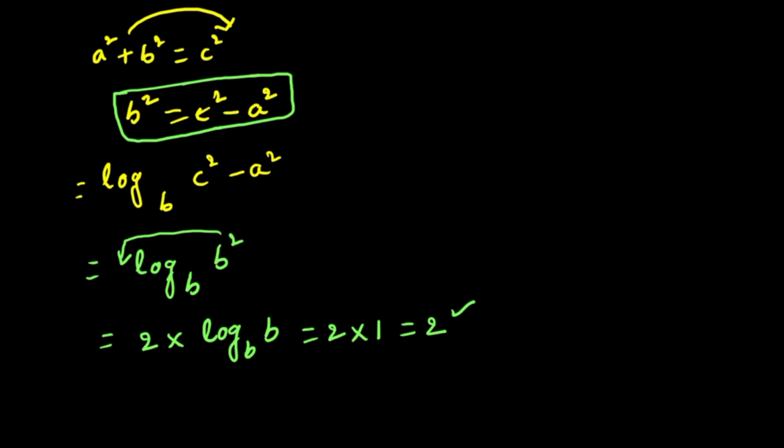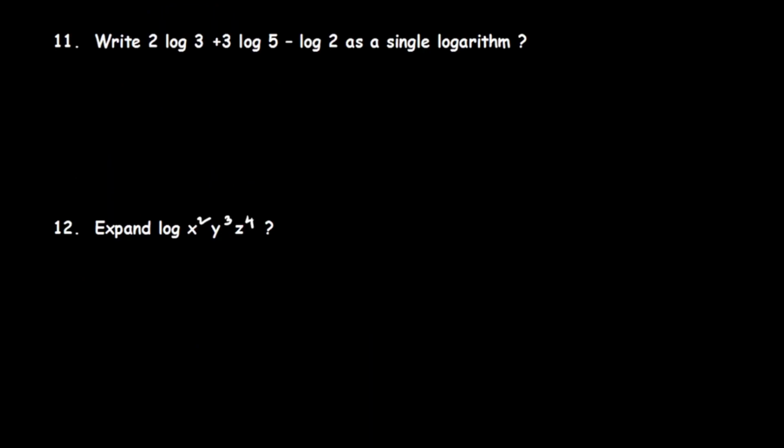And the next one, write 2 log 3 plus 3 log 5 minus log 2 as a single logarithm. Okay, so it's very interesting. So we are going to use the formula m log x base a, we write as log x to the power of m base a. So using this formula, we write 3 power 2 here and 5 power 3.